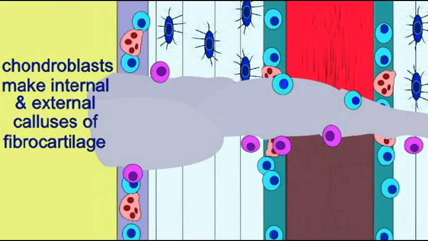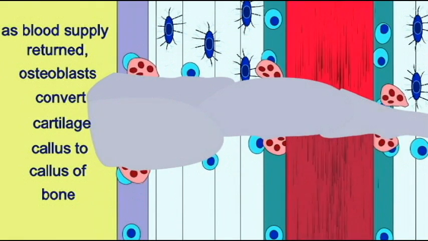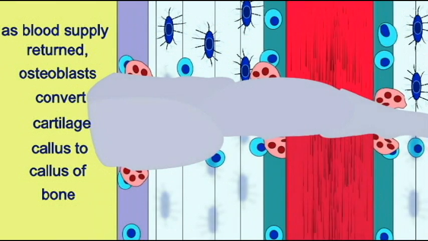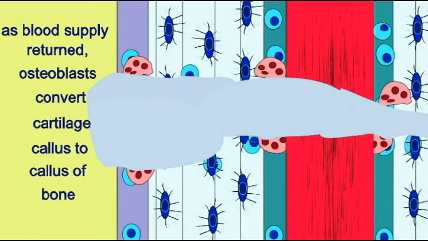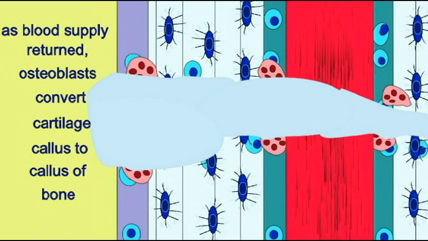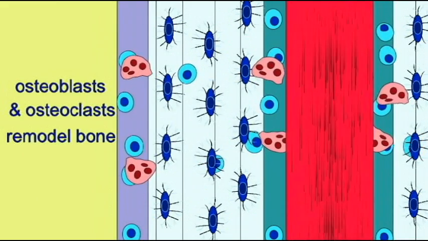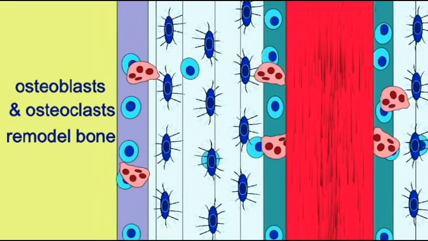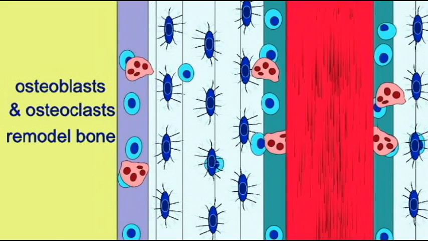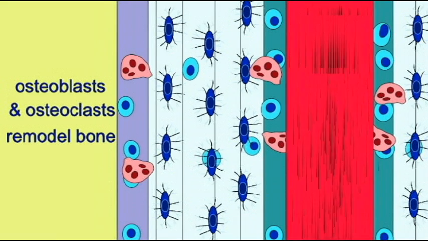As a blood supply is restored, the osteoblasts will begin to make bone matrix. The cartilage calcifies and will die and be replaced by bone. This forms a bony callus. Although the bony callus is certainly an improvement in the damaged area, it is not identical to the bone tissue which was there prior to the fracture. And so osteoblasts and osteoclasts will then begin to remodel the area and restore it to its original condition.